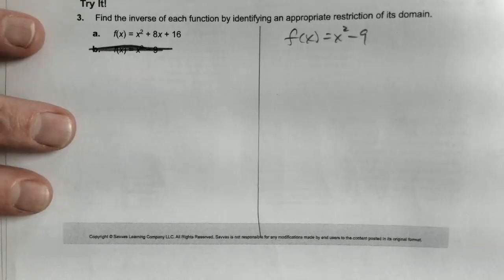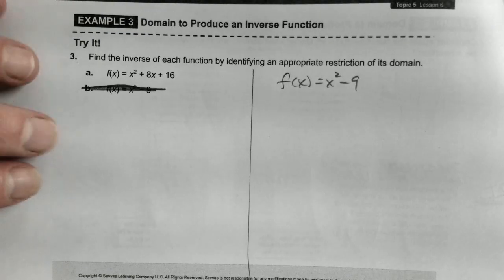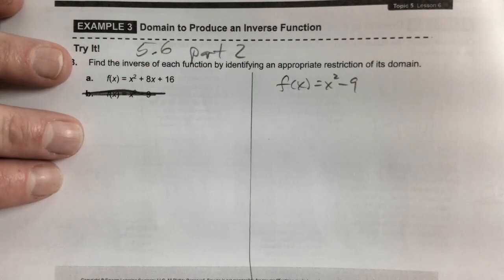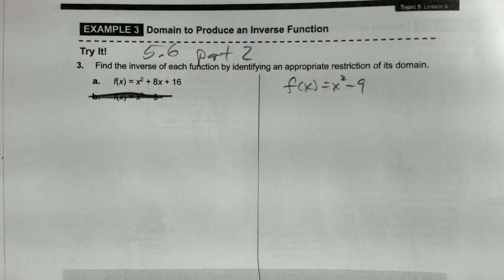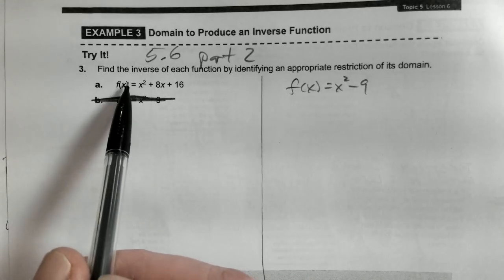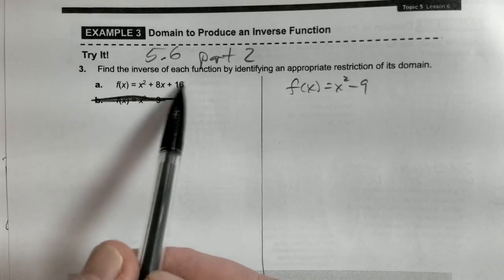All right, so part 2 of the 5.6 notes. So 5.6 part 2. It asks us to find the inverse of each function by identifying an appropriate restriction of its domain. Okay. So here we have f of x equals x squared plus 8x plus 16.